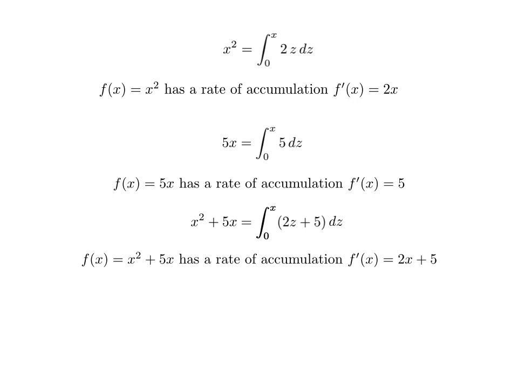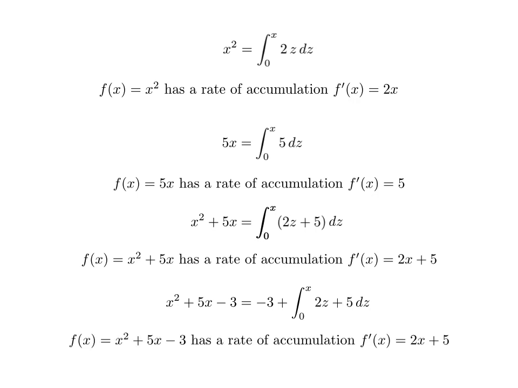Now I could add a constant to both sides, and that constant only affects the initial value of the accumulation. It doesn't affect the rate at all. So here x squared plus 5x minus 3 has the same rate of accumulation, 2x plus 5.